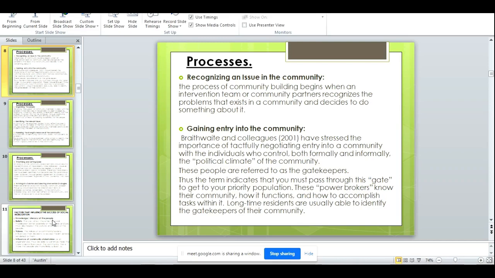Then it goes further to say these people are referred to as the gatekeepers. This is just an illustration. Thus, the term indicates that you must pass through the gates. You must pass through this gate to get to the priority population which you want to target.